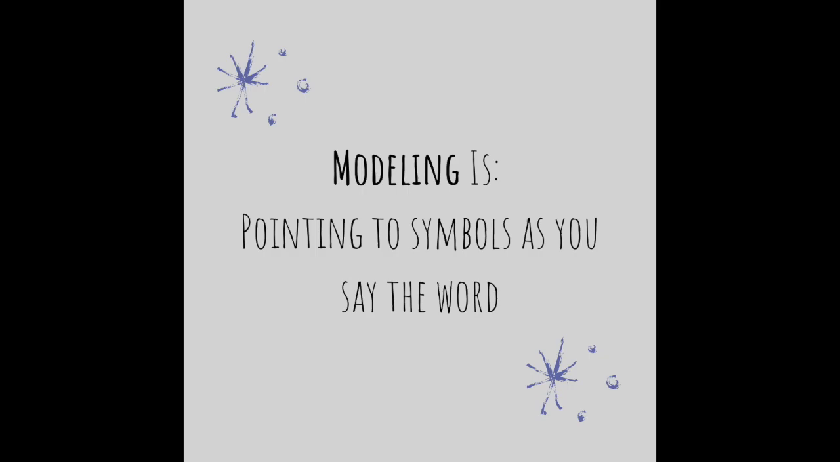Simply put, modeling with an AAC system is pointing to symbols in a communication system as you verbally say a word. Now pay attention to those words that I just said. We are only talking about what we as the communication partners are doing and not about what the student is doing. The focus of modeling is on what we are providing to the students. There are no expectations for the student except their presence. That's it. As long as the student is present, we can model language for them.